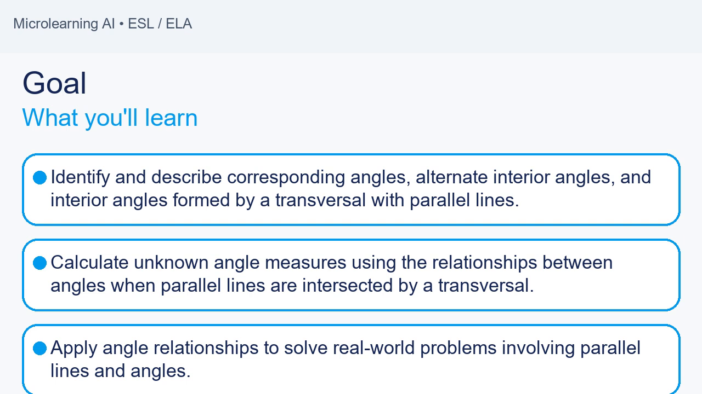2. If one alternate interior angle is 65 degrees, what is the measure of the other? Option A, 65 degrees, or option B, 115 degrees? Answer: option A.